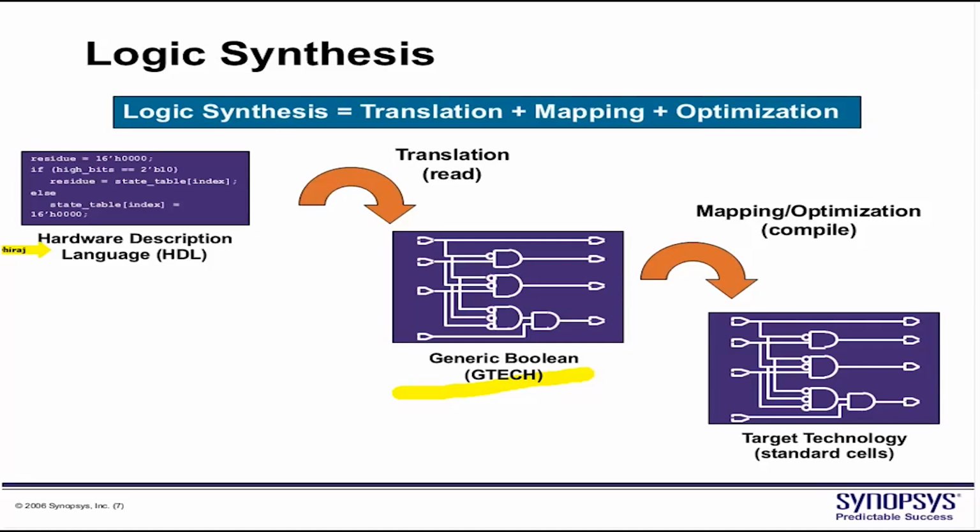The second process will change because the 65 nanometer library would be different from the 90 nanometer library. And because the second part, the mapping part, is changing, the optimization will also change, because although the goals might be the same, the underlying cells are different. So the optimization carried out by Design Compiler on a 65 nanometer design can be and will be different from the one in 90 nanometer.